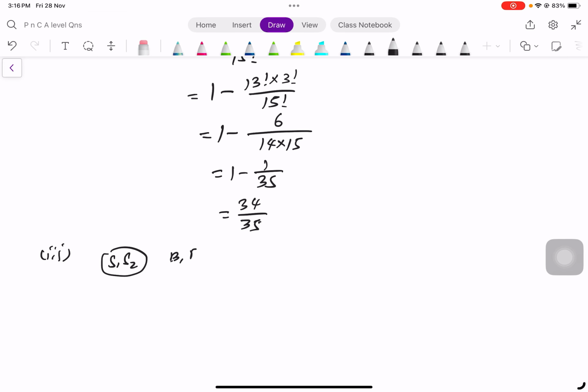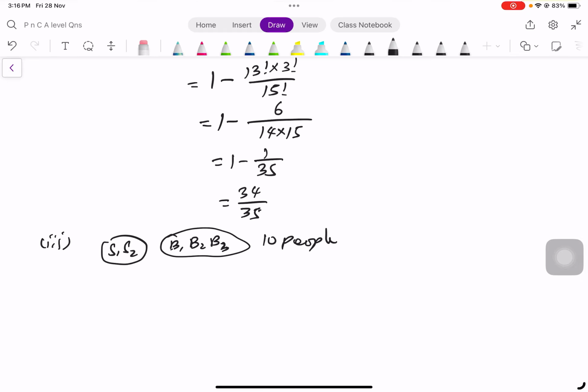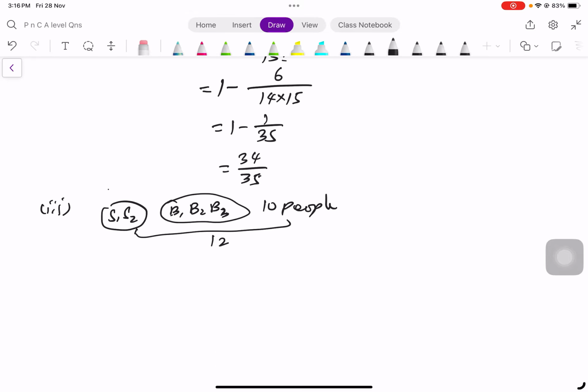That means B1, B2, B3, you tie them together. Then there are the other 10 people. In this case, can you see how many blocks of objects? In total, there are 12 objects. But again, it can be sister 1, sister 2, or sister 2, sister 1. And then the number of arrangements of the brothers is 3 factorial. Therefore, the number of ways.